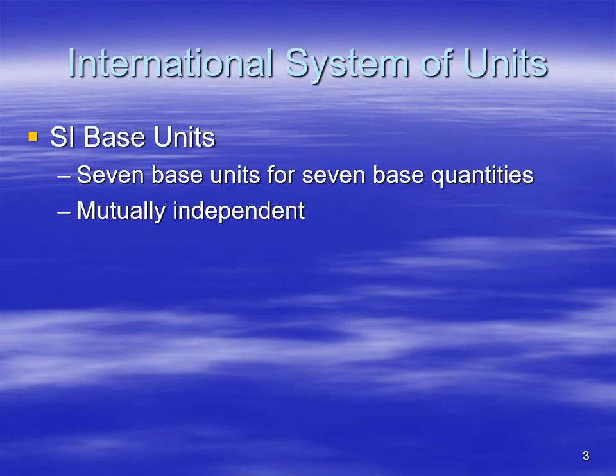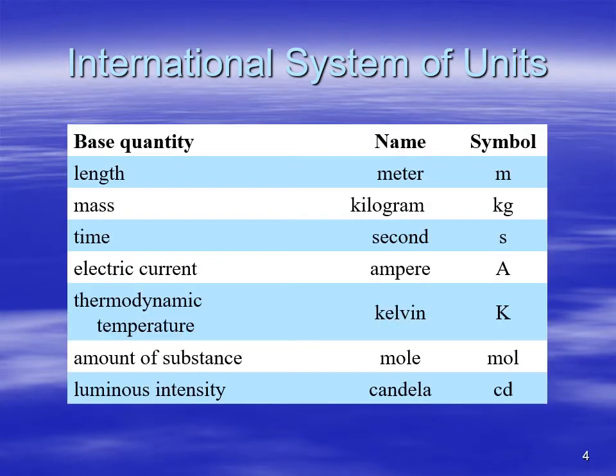There are 7 SI base units that are mutually independent. And here they are. We're not going to go into them in great detail. We just want to make sure that you're familiar with these base quantities. The 7 are length, mass, time, electric current, thermodynamic temperature, amount of a substance, and luminous intensity.